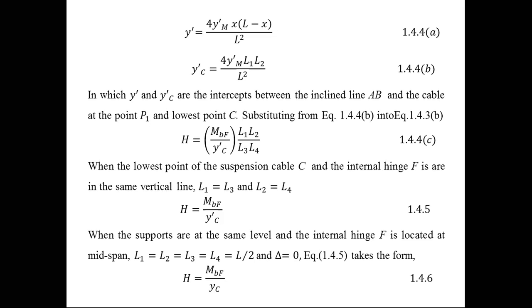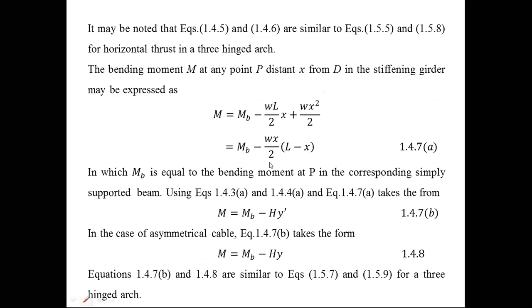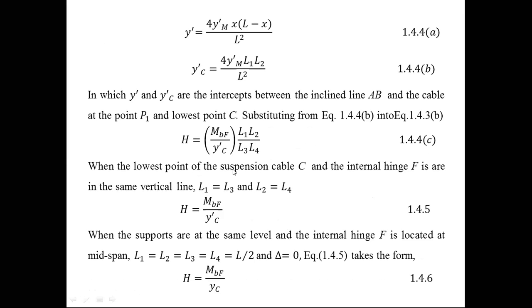So however the problem is given, if you do the derivation perfectly and understand it, you will know what is to be found. Okay? Then bending moment at any point. Okay, calculate H now. H is equal to MBF by Y C if the supports are at the same level and the internal hinge is located at mid span. Otherwise, if the lowest point of the cable and the internal hinge are the same, then H is calculated as MBF by Y dash C. Otherwise, different.